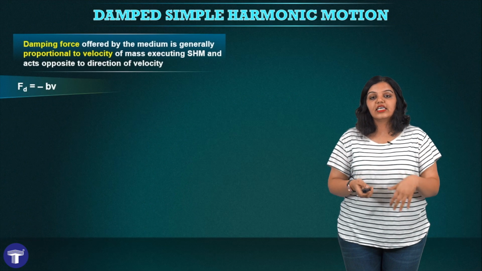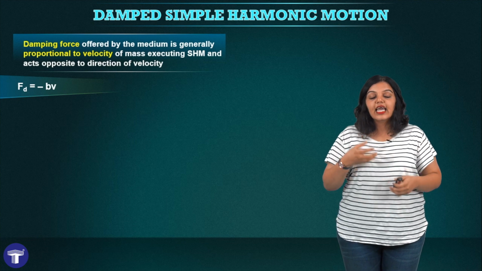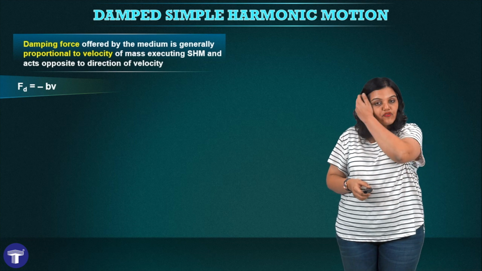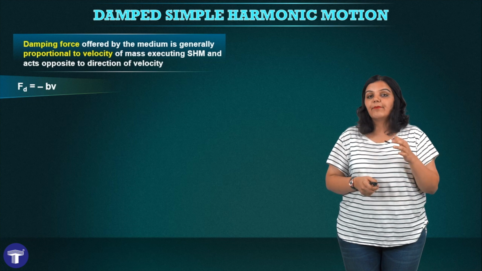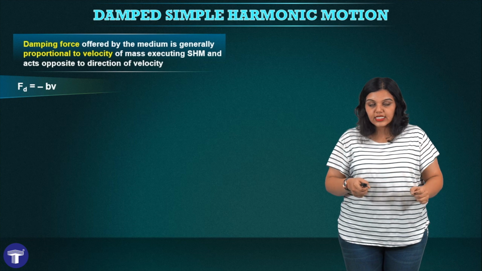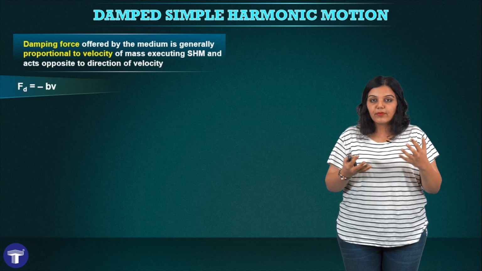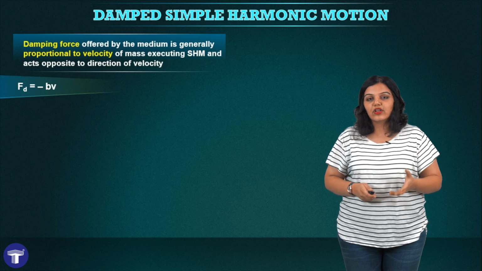Damping force offered by the medium is generally proportional to the velocity of the mass executing the simple harmonic motion and acts opposite to the direction of velocity. This is given by the formula Fd, which is the damping force, is equal to minus bv, where b is a positive constant that depends upon the characteristics of the medium and the size and shape of the block. Also, this equation is valid for small values of velocity.